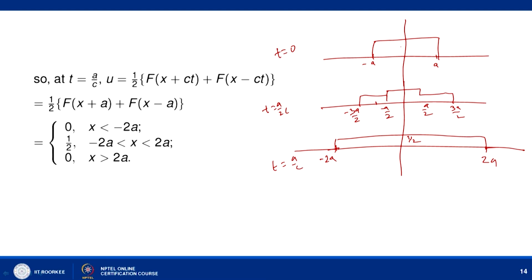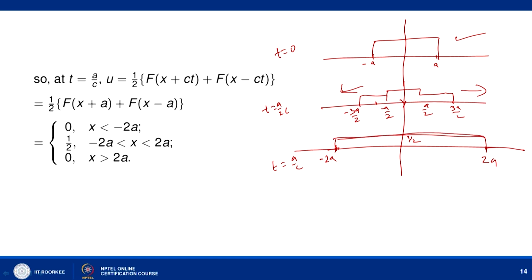So, it means that initially the shape is this. Now, when your string is vibrating, your disturbance is trying to move away from the initial position, that is from this point, and it is moving towards this and this. So, we say that its magnitude is now divided into two parts, and one is moving here and one is moving here. So, at t equal to a by c, it has almost moved here.